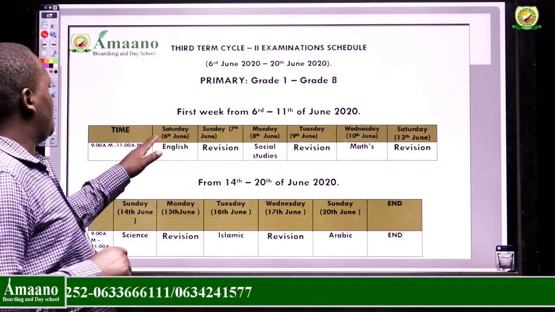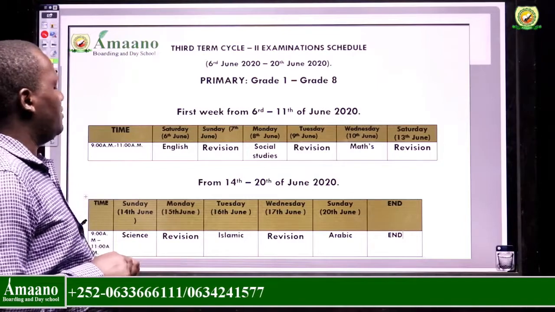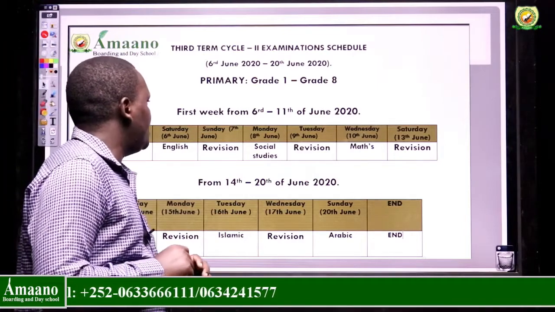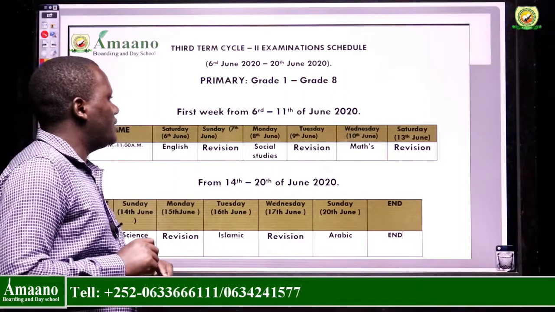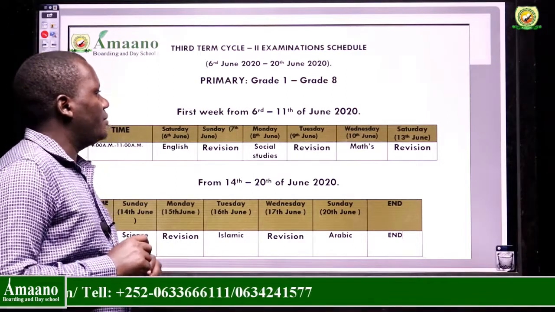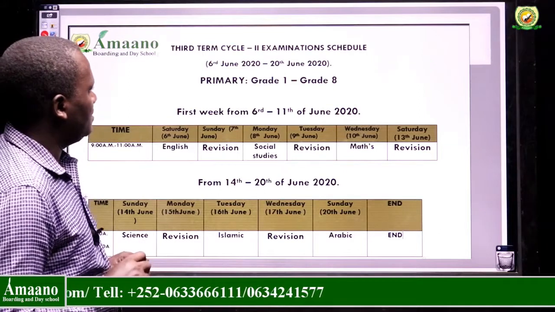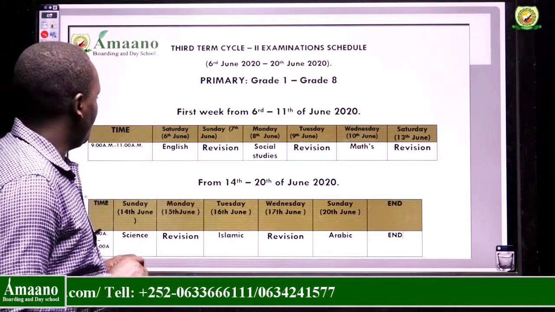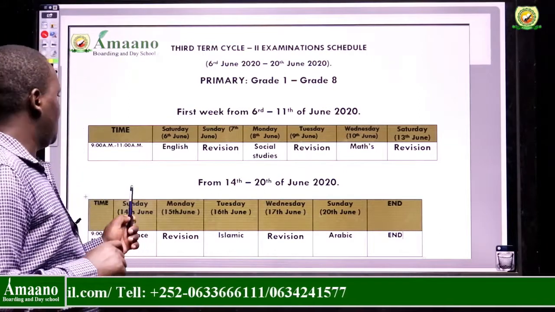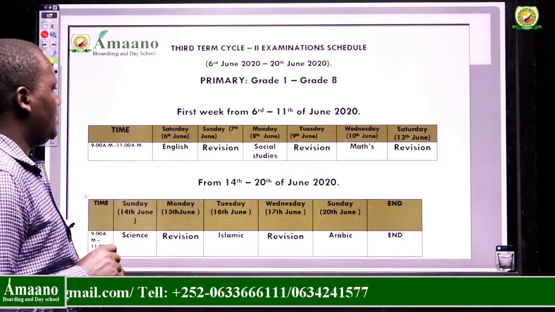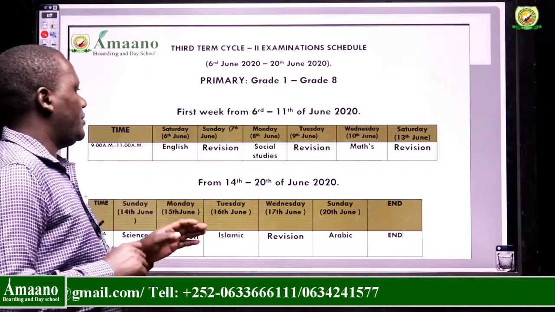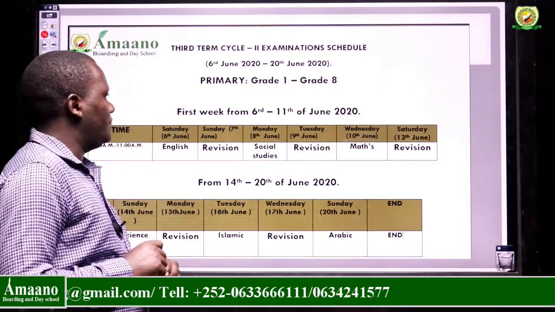We have on 6th English. The following day we shall be doing revision. Monday we have social. The following day we do revision. Wednesday we have maths. The following day revision. Science revision. Islamic revision. Then Arabic. We finish our exams on 20th of June.